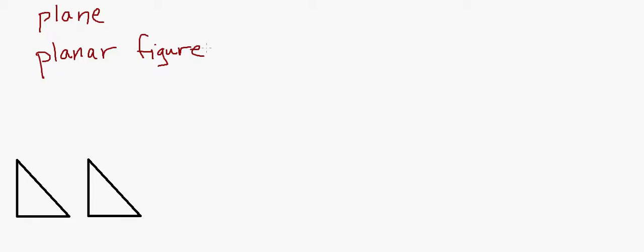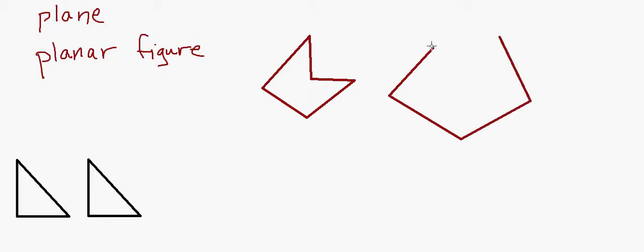If a polygon has an indentation like a cave, it's called a concave polygon. This is an example of a concave polygon. See how it's got almost like a cave in there? If it doesn't, it's called a convex polygon, like that. Convex, no caves, no indents.